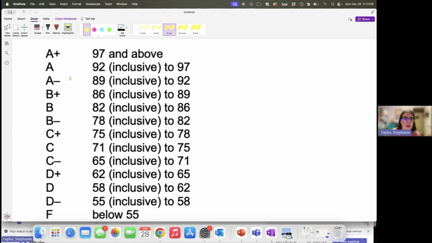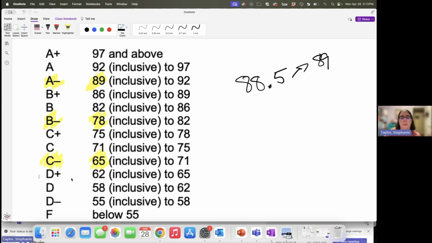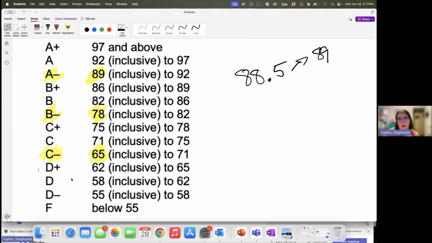are things like an A minus starts at an 89. A B minus starts at a 78. And that really is technically like an 88.5 rounds to an 89. So again, we can get that a little bit more granular. A 65 is a C minus. So when you say, are we expecting the course to be curved? These are the grade breaks.